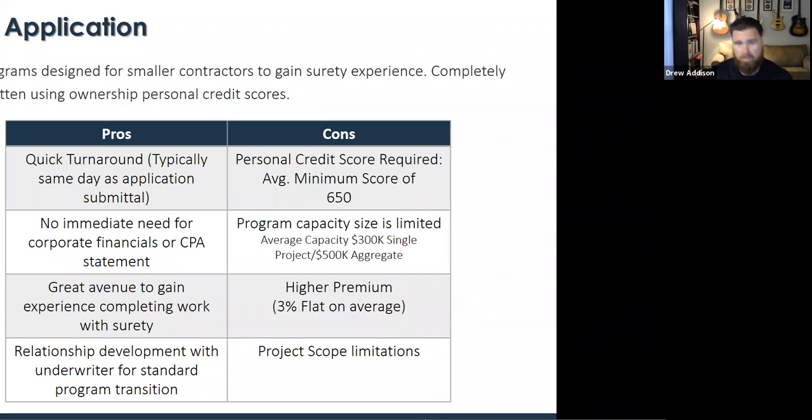And then there's also project scope limitations. These are pretty reserved for very simple scopes. Anything complex, like abatement, things like that, off limits for quick application. We have to go more of a standard route. But again, no financials needed to get this thing going. It's a one-page application, goes off your personal credit score.